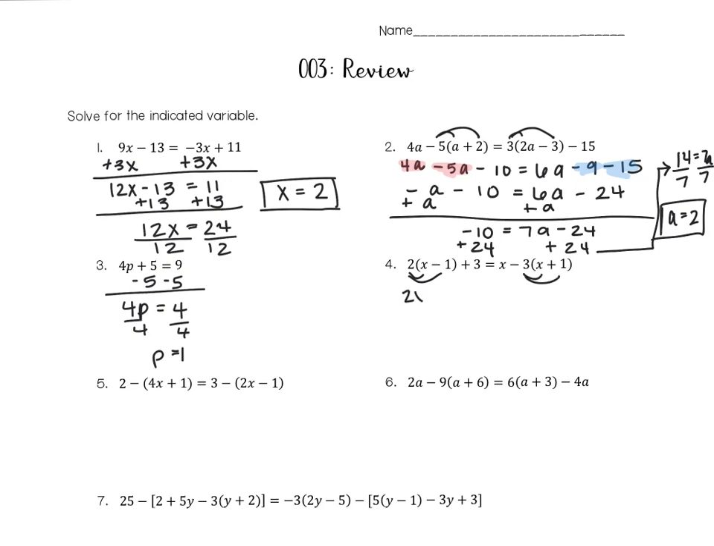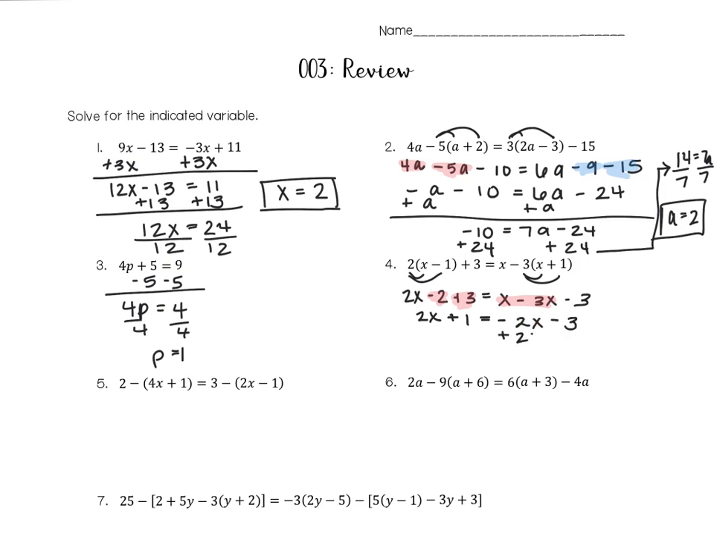So I get 2x minus 2 plus 3 equals x minus 3x minus 3. Combine like terms, so negative 2 plus 3. And then on the other side of the equal sign, x minus 3x. So I have 2x plus 1 equals negative 2x minus 3.